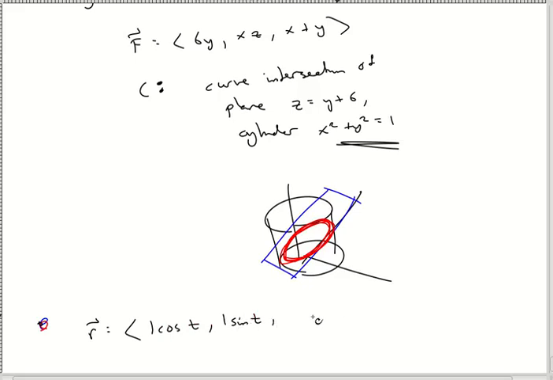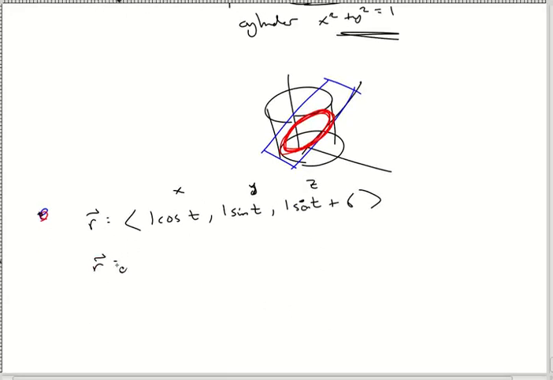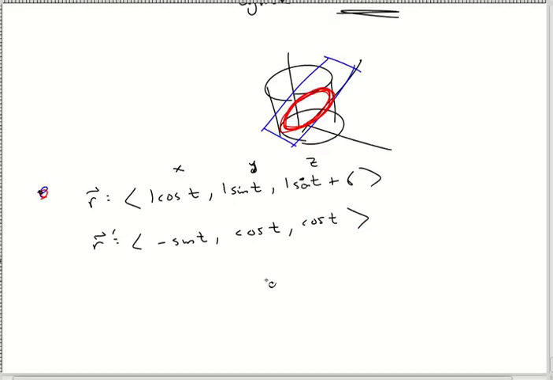And now, what is z equal to? This was x, this is y. But what is z equal to? Well, you have it right here. You see that? z is equal to y plus 6. Whatever you have for y, plus 6, and that's your z. So that's good. They basically created that for us. So the derivative dr essentially is going to be negative sine t, cosine t, and then we got a cosine t. That 6 goes away.